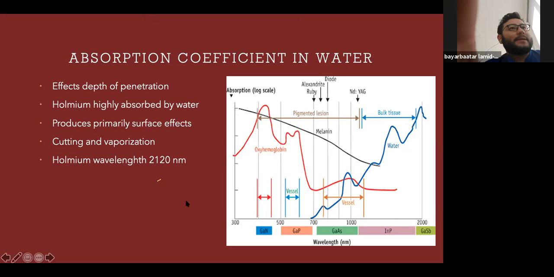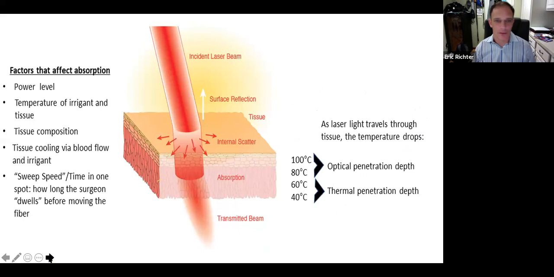So this is just a diagram showing a laser beam on tissue, and the factors that affect absorption are the power level, the temperature of the irrigant, the tissue composition, any kind of tissue cooling via blood flow or irrigant, and then the speed or sweep time of the surgeon. In other words, how long the surgeon will keep the fiber on the particular target. So we'll talk a little bit about this later, whether on a stone, whether you're kind of painting a stone or just targeting it, kind of boring into it.